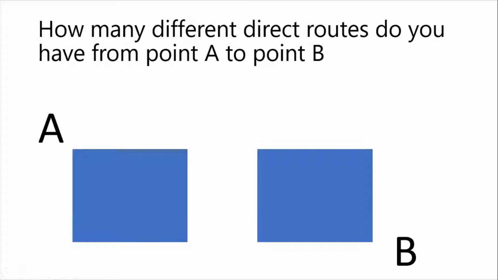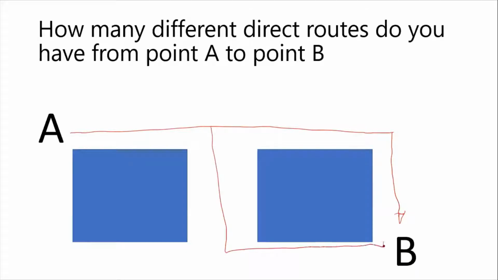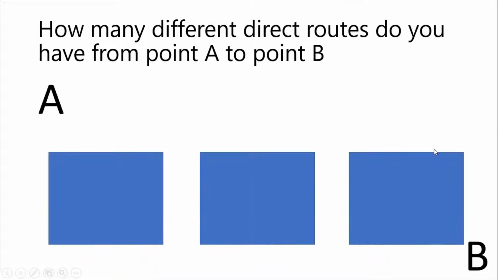From point A, we have 1 direct route, 2 direct routes, and 3 direct routes from point A to point B. Given this figure, how many direct routes do we have from point A to point B?